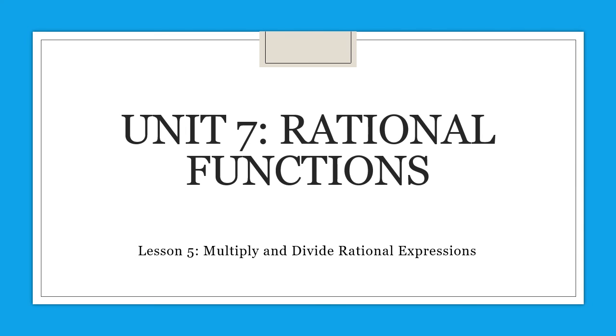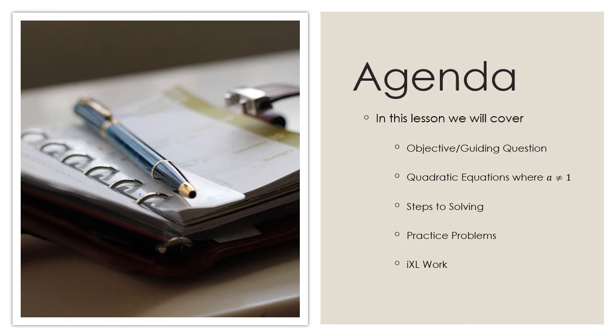This is lesson 5 of our unit number 7, rational functions, and we're going to be talking about multiplying and dividing rational expressions. In this lesson, we will cover our objective and guiding question. We're going to talk about how to solve quadratic equations where a does not equal 1. I'm going to go over the steps to solving rational expressions when you're multiplying or dividing, do some practice problems, and I'll leave you off with IXL work to do on your own.